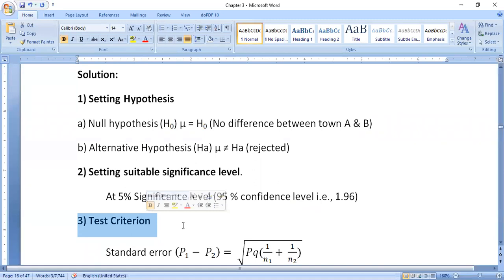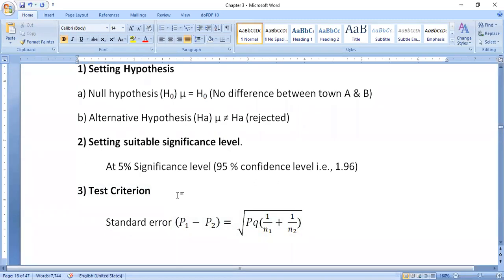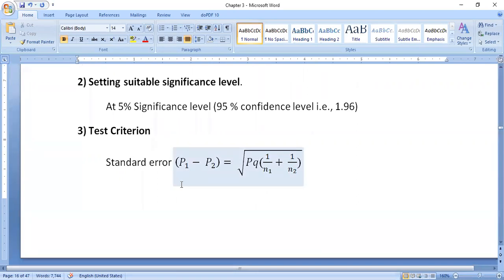In the test criterion, in the given question, town A and town B, two pieces of information are given. Out of town A and town B, we are going to check the difference between the consumers of wheat. So the formula is: standard error of P1 minus P2 is equal to the square root of PQ into 1 by N1 plus 1 by N2. Okay, this is the formula.